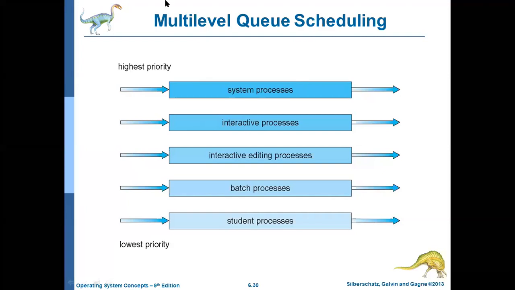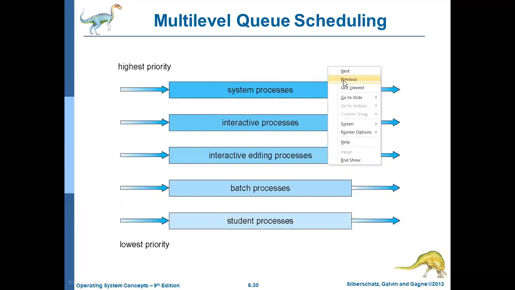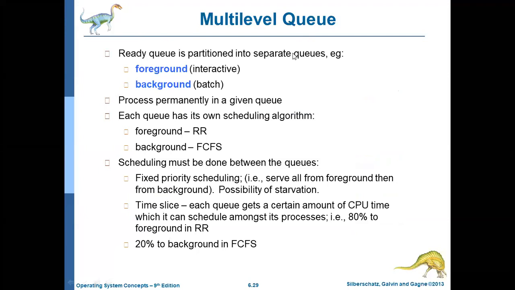This is regarding multi-level queue scheduling. The ready queue is partitioned into separate queues: one for foreground and one more for background. For background, you have batch jobs. Batch means similar applications, all users of the same type of jobs, then you call them batch jobs. Processes are permanently in a given queue.